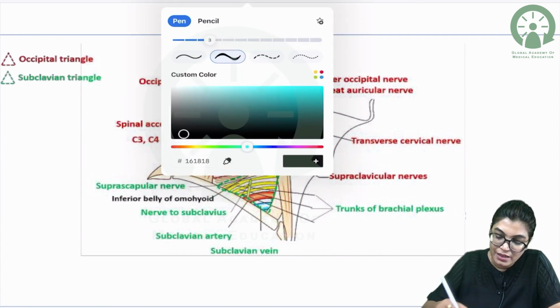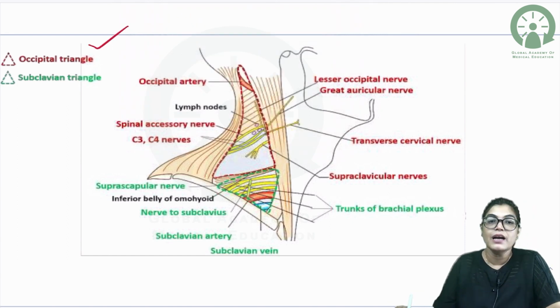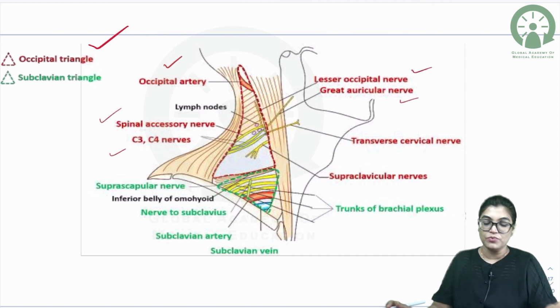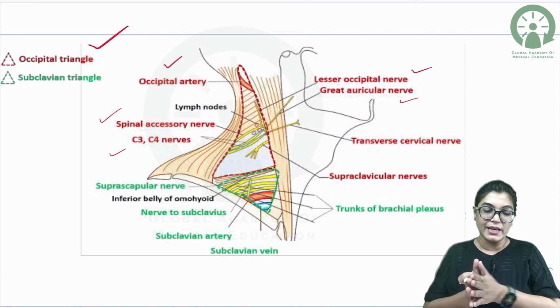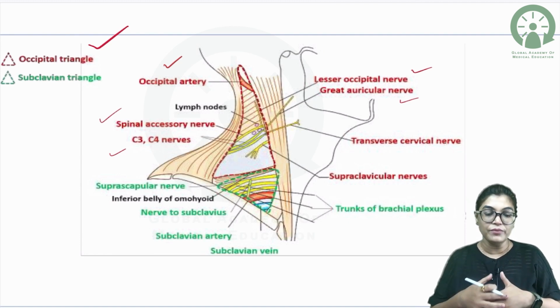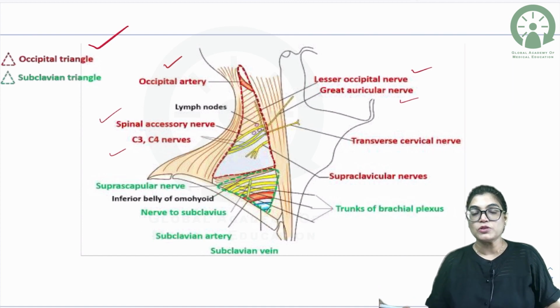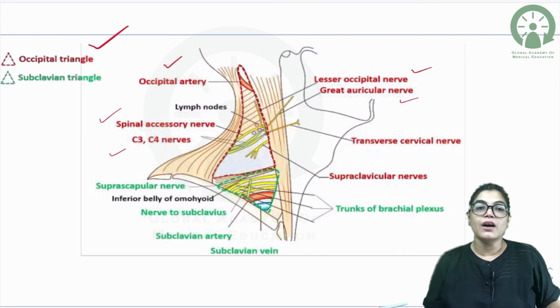So, with red color the structures residing in the occipital triangle. The occipital triangle is containing occipital lymph node, occipital artery, lesser occipital nerve, great auricular nerve, C3, C4 nerves, and also the 4 cutaneous nerves which I have mentioned: supraclavicular nerve, transverse cervical nerve, greater auricular and lesser occipital. The 4 cutaneous nerves, which reside as content in the roof of posterior triangle, are actually sprouting from inside. So, those are important content of the occipital triangle.